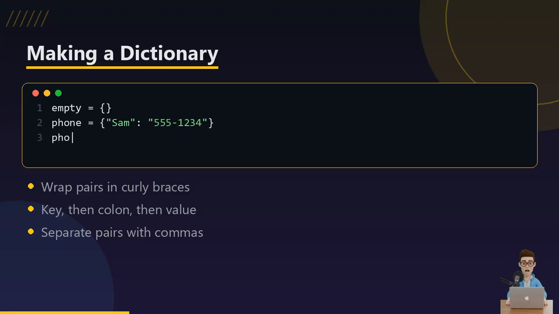You build one with curly braces, and inside you write each key, a colon, then its value. You can start empty and add pairs later, like I did with Mia here. Notice that assigning to a brand new key just creates it. No special command needed. In short, curly braces plus colons equals a dictionary.